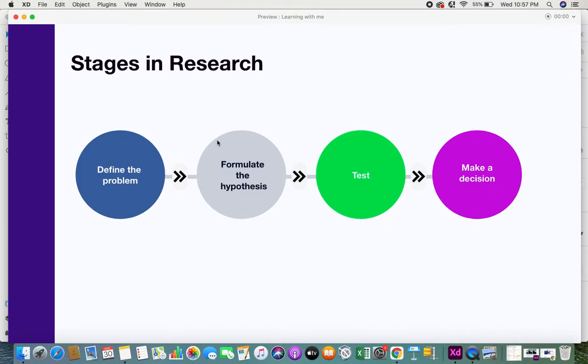So if you see, formulating the hypothesis, I had covered in a previous video on what is a hypothesis. And when you conduct a hypothesis test, there are two hypotheses that are involved. One is the null hypothesis and the second one is the alternate hypothesis. So that's what we'll be looking at in this video. So let's get into it.